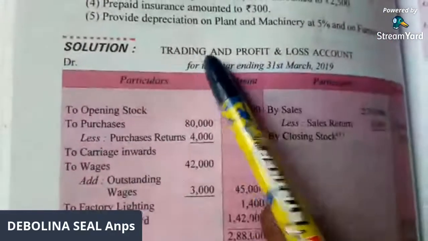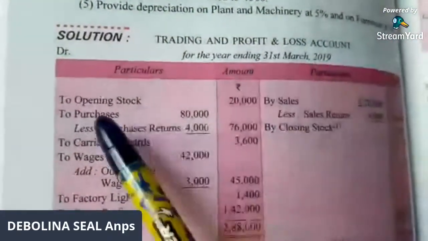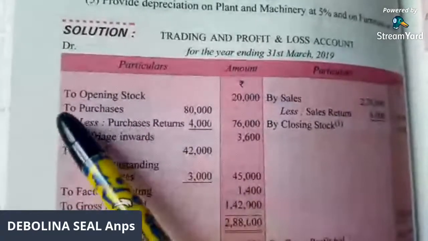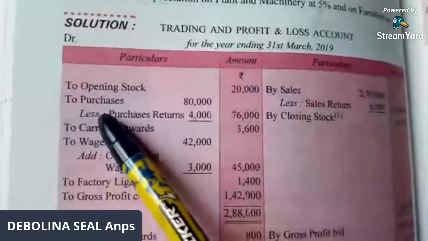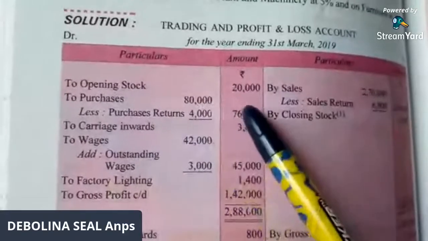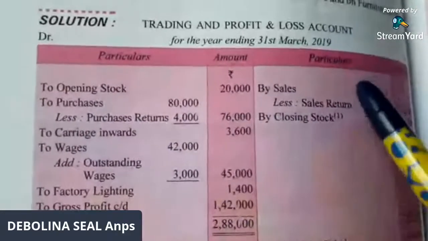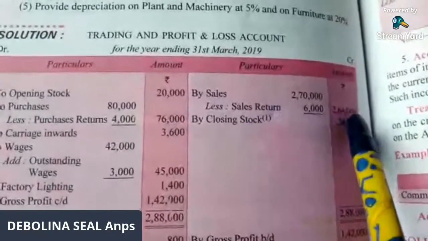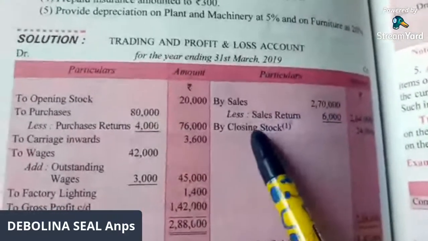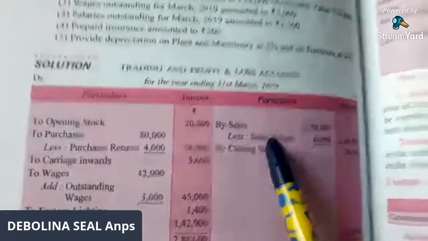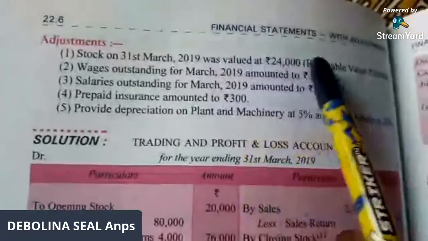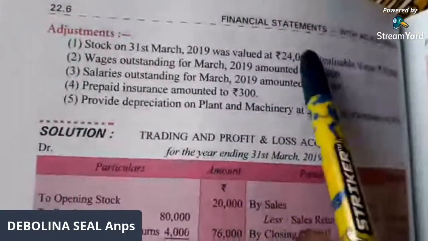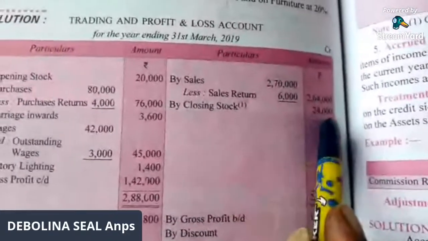So you know, trading and profit and loss account we are going to do. To opening stock, to purchases. From purchases we deduct purchase return and then we write it in the outer column. Now by sales less sales return and then we write it in the outer column. What did we talk about closing stock? We are going to write it at the cost value, because realizable value is more. The cost value is 24,000, so by closing stock it is 24,000.